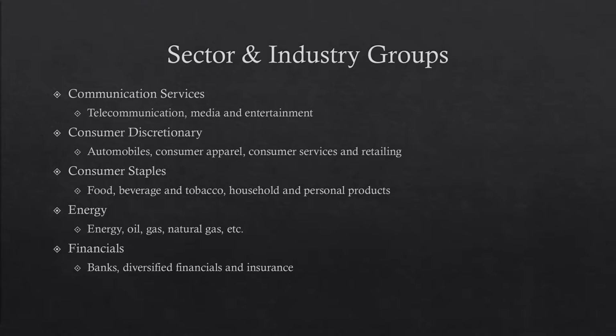And now moving on to consumer discretionary. This one is actually quite broad. It basically involves items that people buy with their extra money. So consumer discretionaries consist of automobiles, consumer apparel, so clothes, consumer services, and retailing. When people have more money to spend, consumer discretionaries tend to do quite well.